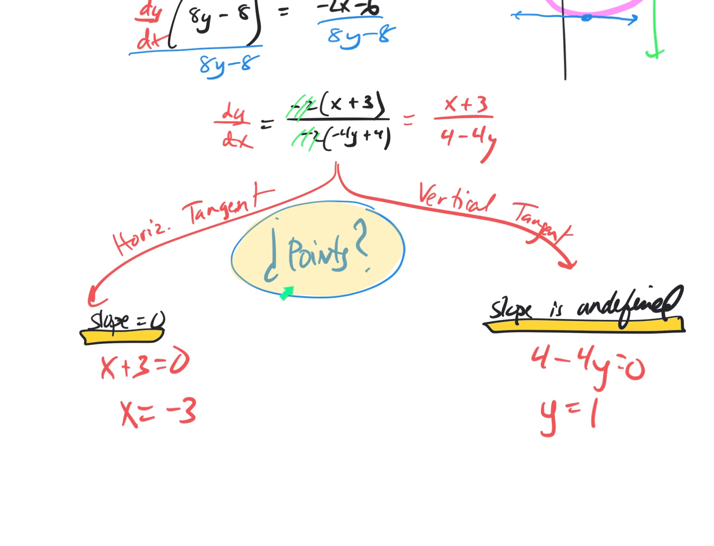But this problem asks where are the points that the graph has a horizontal tangent line and a vertical tangent line. So we just have to go one step further in both cases and find the respective missing coordinates. We have the x-coordinate, what's the y-coordinate of the point where there's a horizontal tangent? And we have the y-coordinate, what's the x-coordinate of the point where there's a vertical tangent?